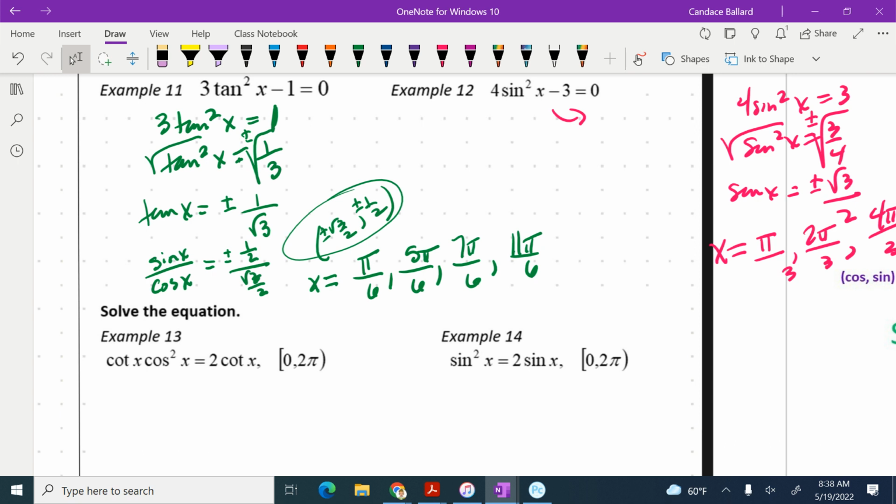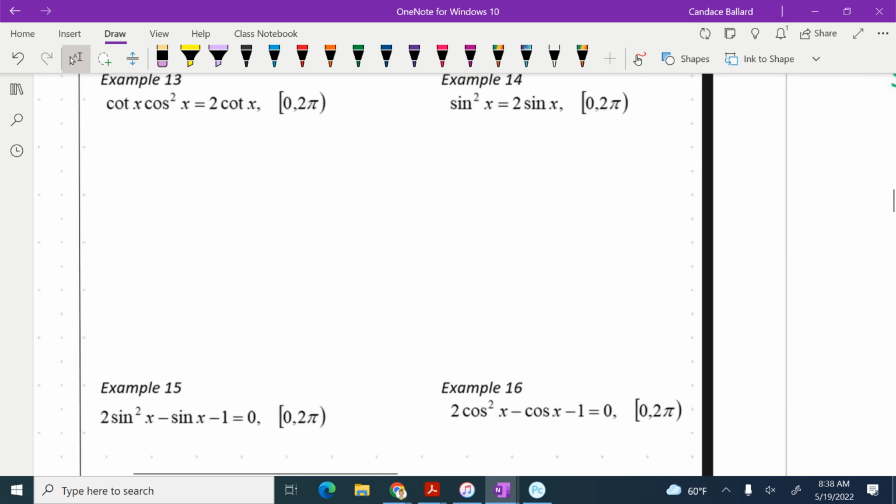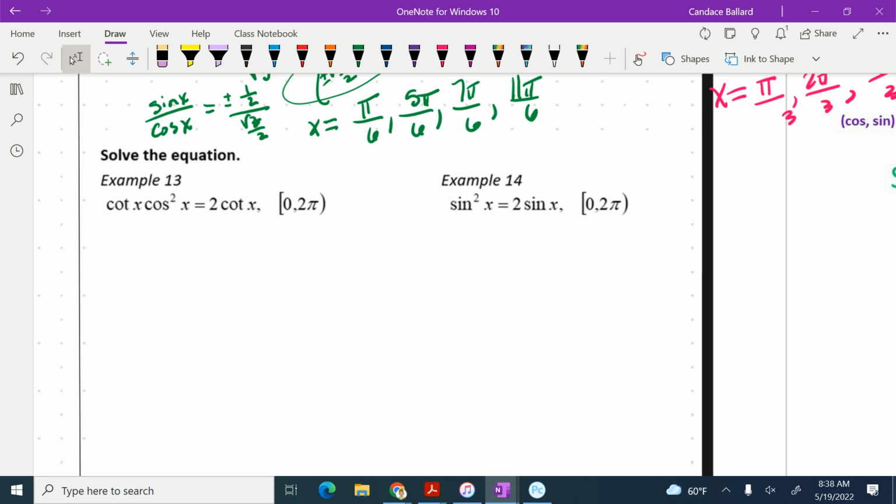All right. We're going to take it one step further here, and let's try example 13 and 14. At least 13. I only did 13 last year. We're doing on time. We got lots of time. Okay, let's try 13. I'm just curious. Okay. So I noticed that it's quite ugly, right? We've got cotangent x cosine squared x equals 2 cotangent x, and we're supposed to solve that equation.